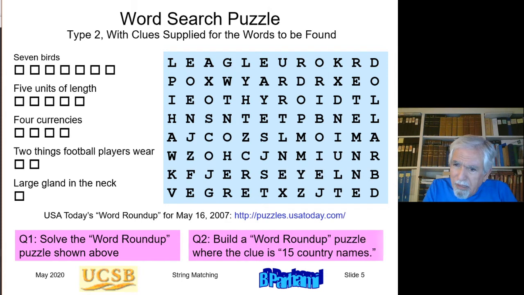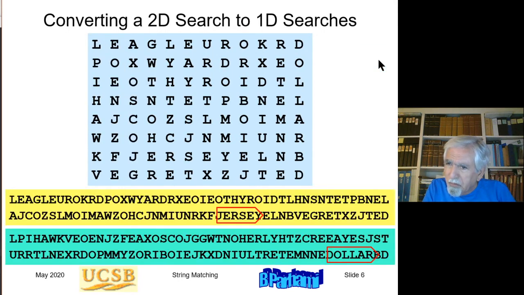And then question 2, I'm asking you to build a word roundup puzzle of the same size as the one you see on this page. In other words, it should have 2, 4, 6, 8 rows and 2, 4, 6, 8, 10, 12 columns.